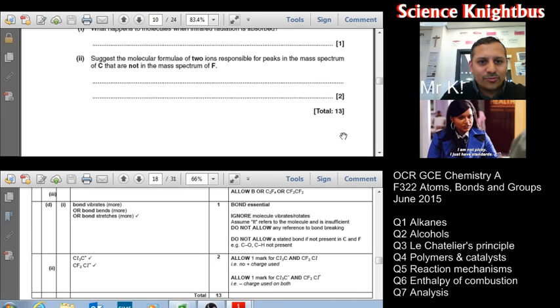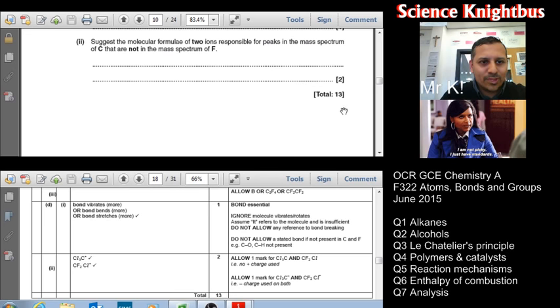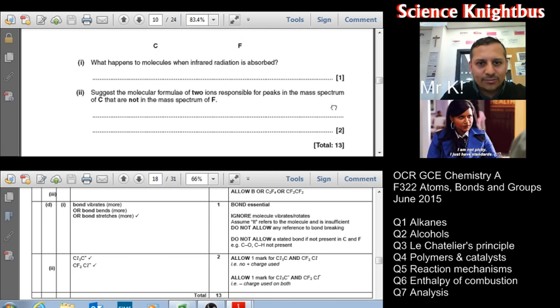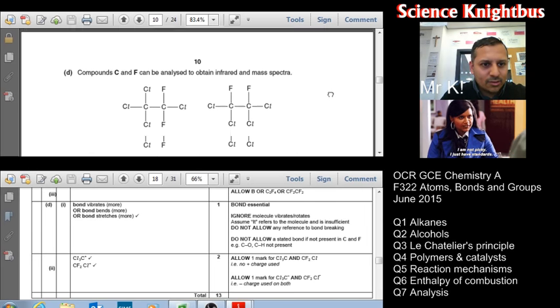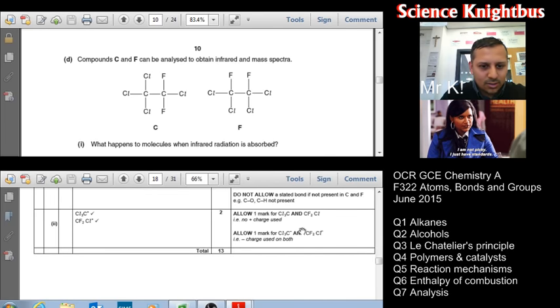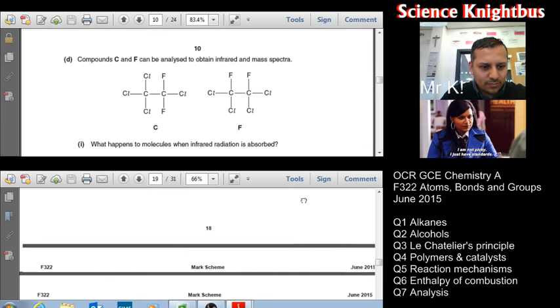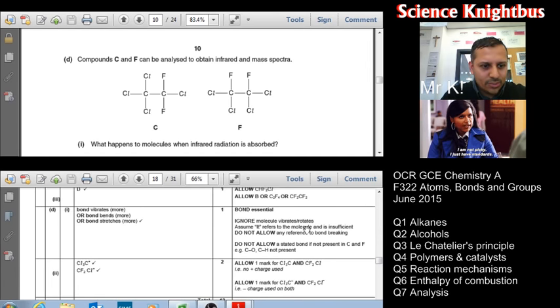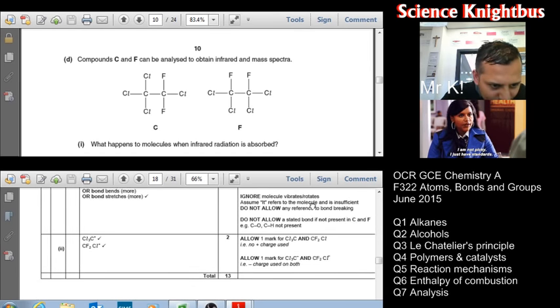Suggest the molecular formulae of two ions responsible for the peaks in the mass spectrum of C that are not in the mass spectrum of F. Do we actually have it? So what would be present? You've got CCl3. I'll just quickly refer to it. Oh, I've skipped too far. Sorry. Okay, so you've got a CCl3.